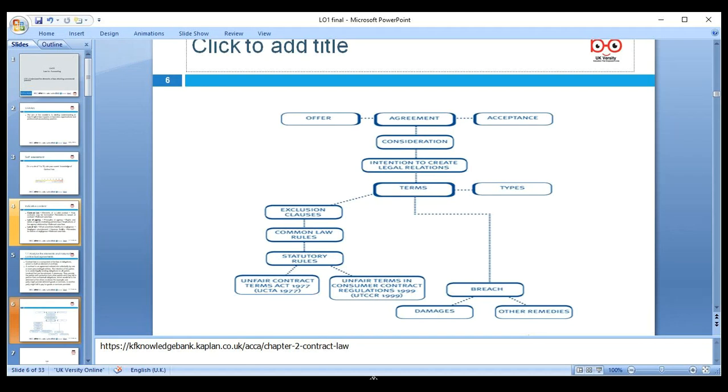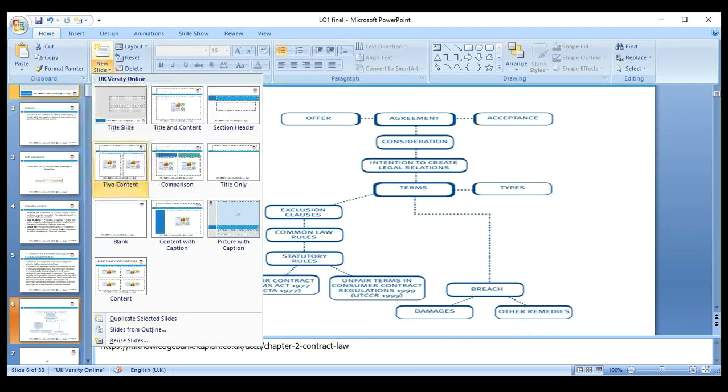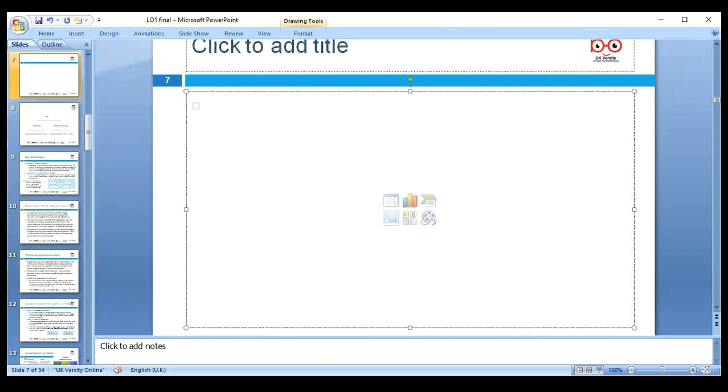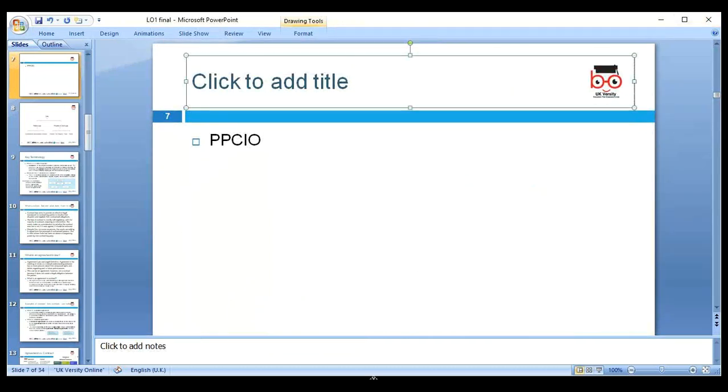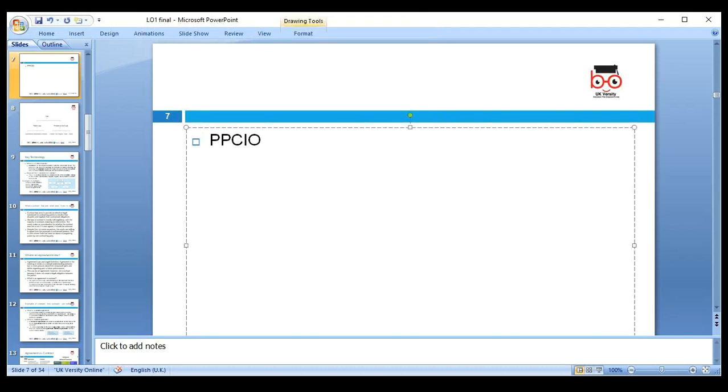So, as we said earlier, how many professional codes of ethics did we discuss this morning? There's 1, 2, 3, 4, 5. Remember the five: professional behavior, professional competence, confidentiality, integrity, and objectivity. We discussed professional competence and due care.